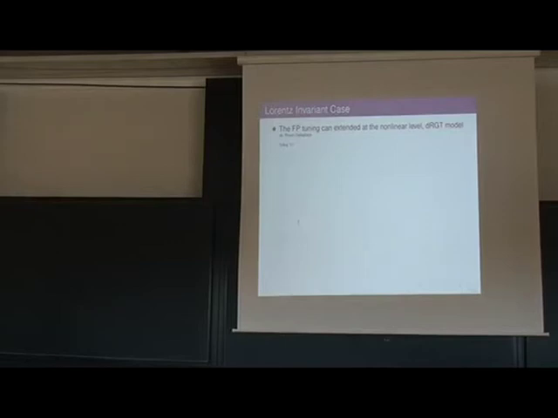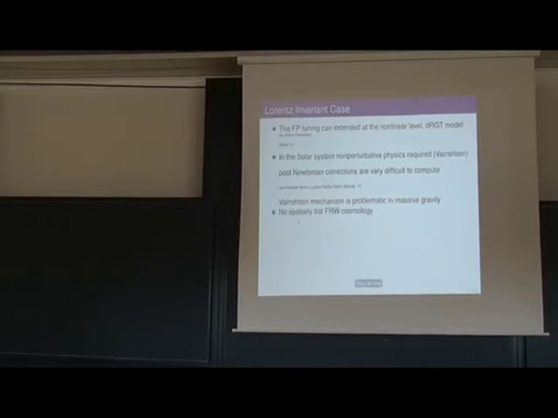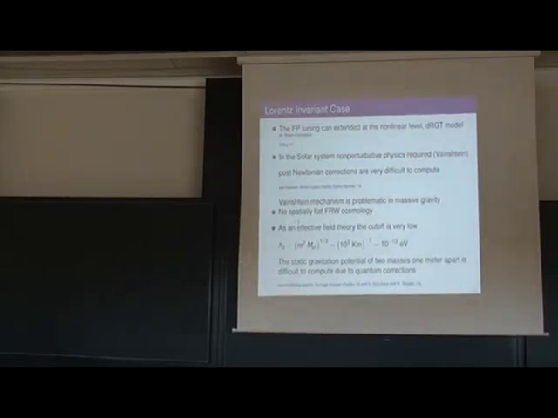So let me give an overview of what happens in the Lorentz invariant case. The Pauli-Fierz theory can be extended to the nonlinear level. That's exactly the dRGT model. So in the solar system, you need some non-perturbative effects to pass the solar system tests. And then, of course, the PPNs are very difficult to compute, and there have been attempts recently to try to construct these PPNs. At the cosmological level, there is no spatially flat FLRW cosmology; though, as we've seen in the talk today, there are maybe hopes to understand cosmology better in these theories. But so far, no one was able to find such solutions, especially FLRW cosmology. And there is another important point here. The cutoff of the theory, called lambda 3, is pretty low, it's 10 to the 13 electron volts.